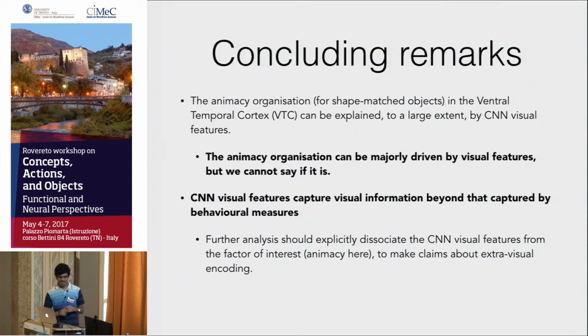Yeah, and the CNN visual features capture visual information beyond the behavioral measures. As we saw in the oddball task, you can't classify animacy, but in CNNs you can. And any further analysis where people want to make claims about extravisual encoding should try to explicitly decode the visual features obtained from CNNs from the factor of interest.